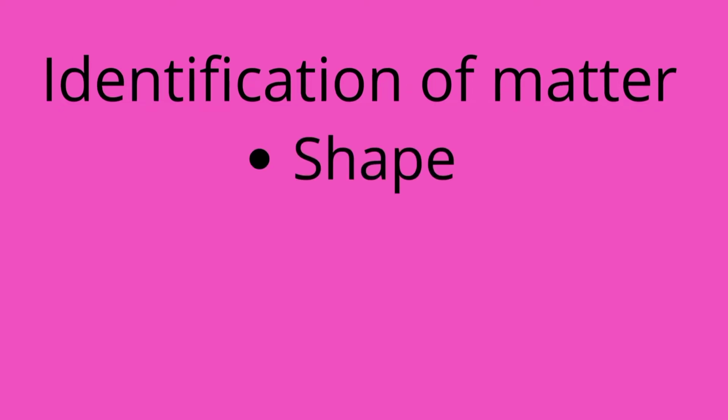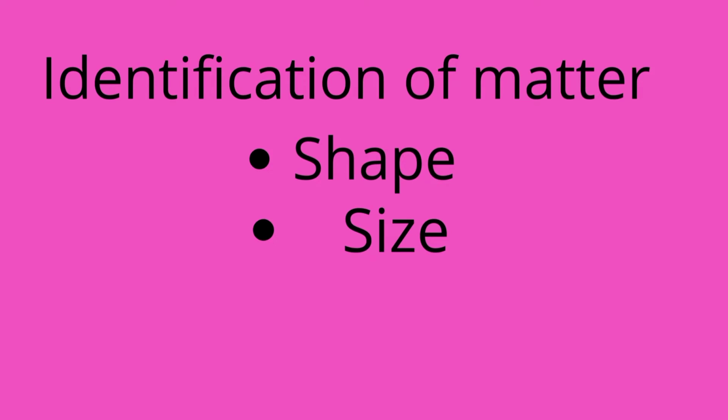Particles. Matter can be identified by its shape. So matter can have a definite shape, such as solids. Examples of solids are books, tables, bags, etc. Some matter has shape, others don't. Examples of matter with no shape are gas, water, and air. All of these I just mentioned assume the shape of their container.